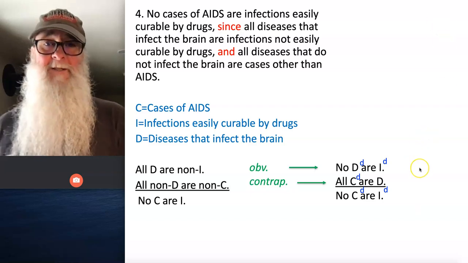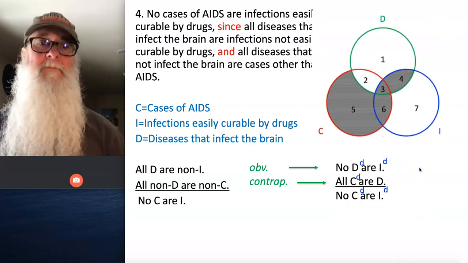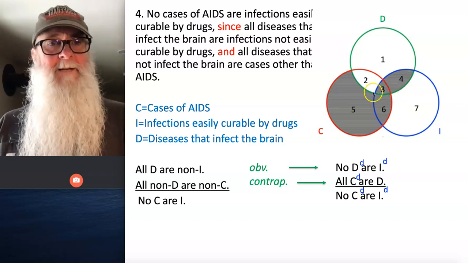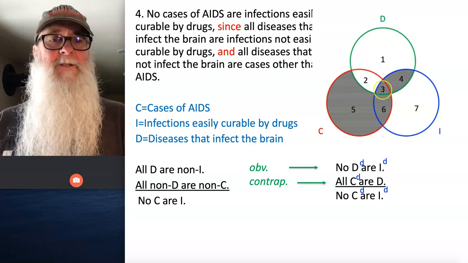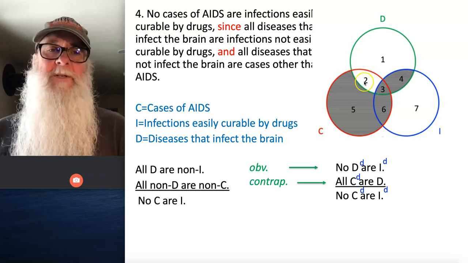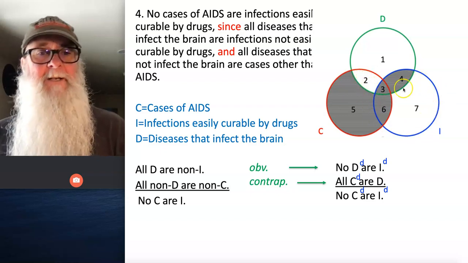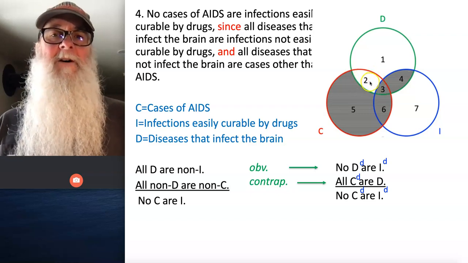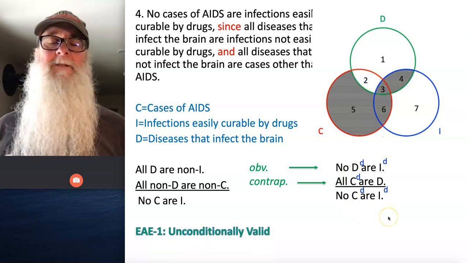That would seem to indicate that this argument is valid, and if it is, that should be reflected in a Venn diagram. So when we mark no D or I, areas 3 and 4, and all C or D, areas 5 and 6, we leave area 2 as the only area where any C can be. And we notice that area 2 is outside of the I circle. So all the C's that exist here, and they are not I's. And that is exactly what the conclusion statement says.